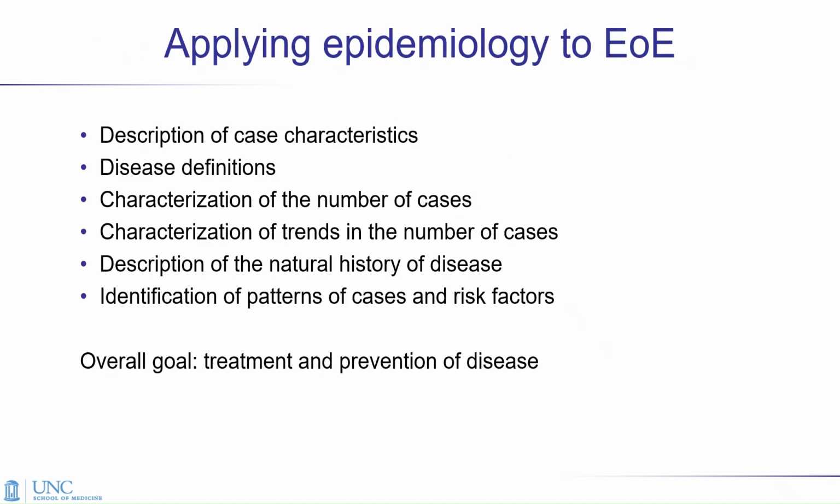And so you can apply epidemiology to EoE in a number of ways. You can do something simple like describe case characteristics. You can use it to help define diseases. You can characterize the number of cases or trends in the number of cases over time. You can describe the natural history of the disease. What happens to people who have the disease is the natural history. And you can identify patterns of people with the disease or cases and risk factors. And the overall goal of doing all of this is to learn how to best treat and prevent disease.